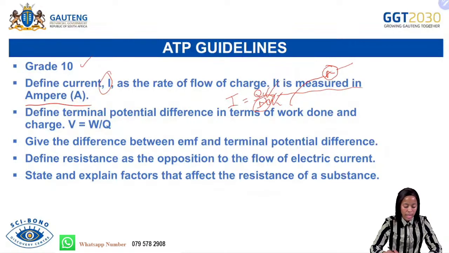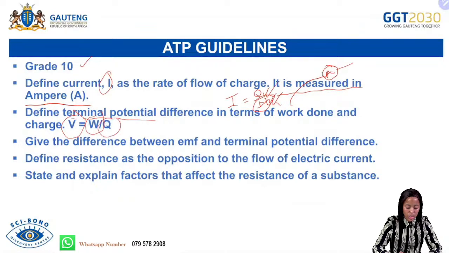Okay. Then again in grade 10, you learned how to define the terminal potential difference, in terms of the work done and the charge. So the terminal potential difference is represented by the V. In terms of the work done, we are referring to the W, which is the work done, and the Q, which represents the charge.